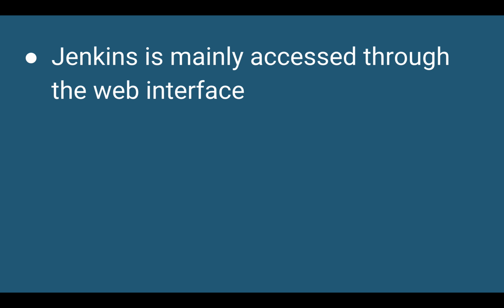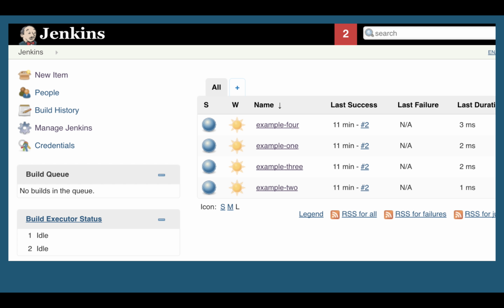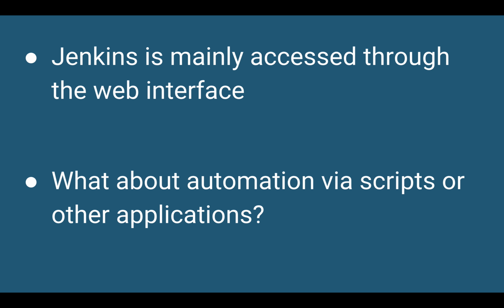We know that the primary way to access Jenkins is through the web interface. Jenkins has a great web interface, and we've seen how you can use it to create jobs, run them, check their status, and get other information. But what if you wanted to automate some of these steps?